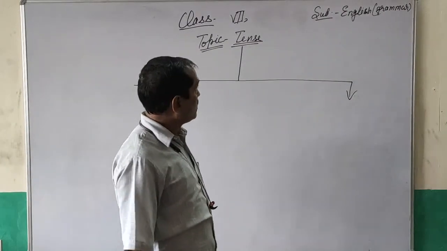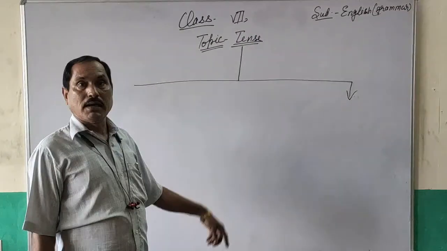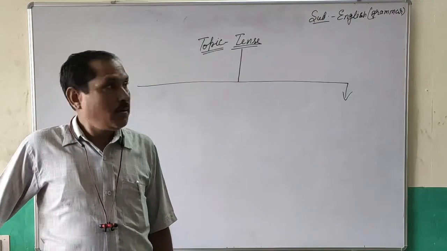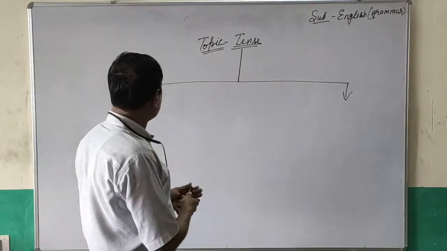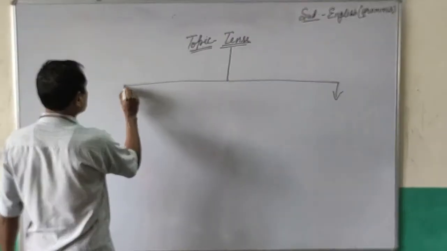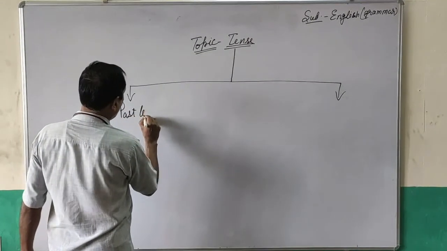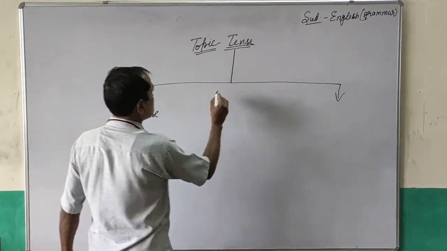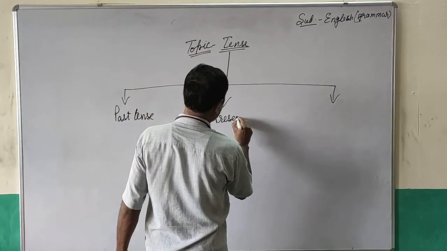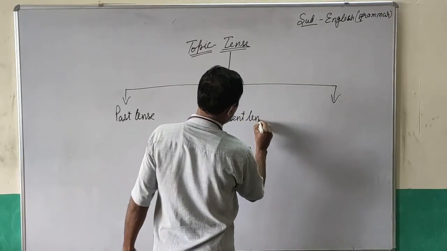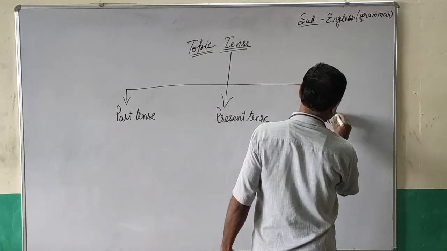Today we will read the English grammar subject topic, tense. There are three kinds of tense. First, past tense. Second, present tense. And third, future tense.